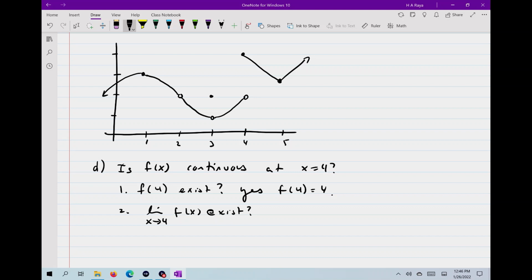Now here, if we have our x's going towards 4 from the left-hand side, the value of our function heads towards the number 2. So the limit as x goes to 4 from the left-hand side, the value of our function will be heading towards the number 2. And as our x's head towards 4 from the right-hand side, the value of our function will be headed towards 4.